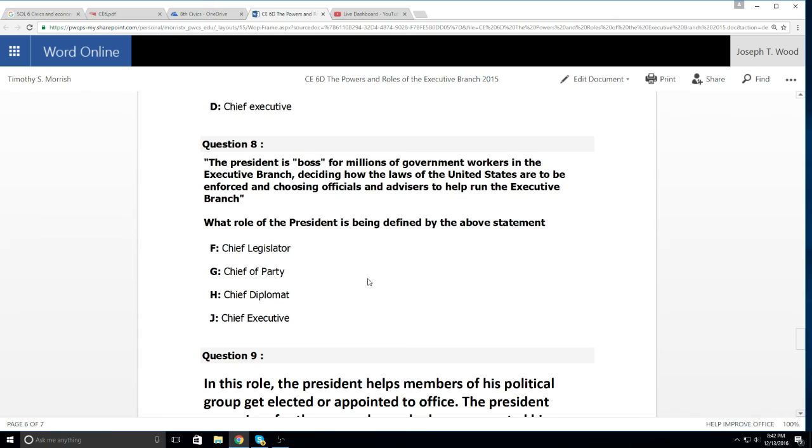Yeah, it's chief executive. So he's basically doing his job enforcing the law, getting his government workers to help him enforce the law, being chief executive. This one's not up on the screen, but what do we call the people who help him enforce the laws? The Secretary of State, Secretary of Defense, all of those secretaries make up the president's what?